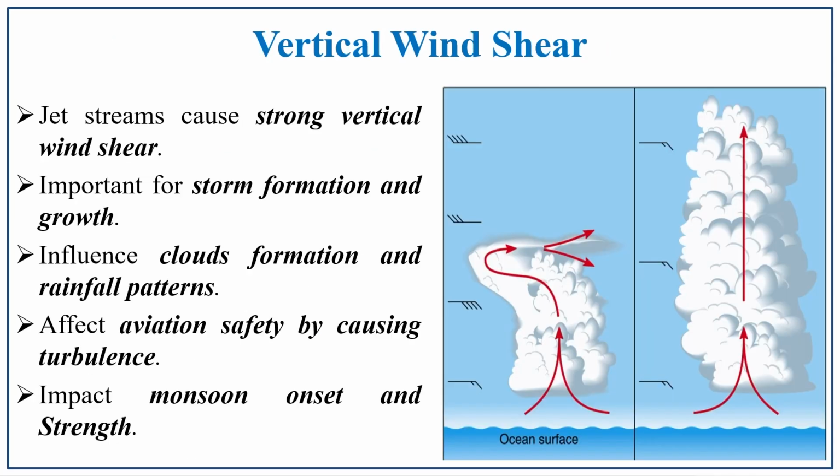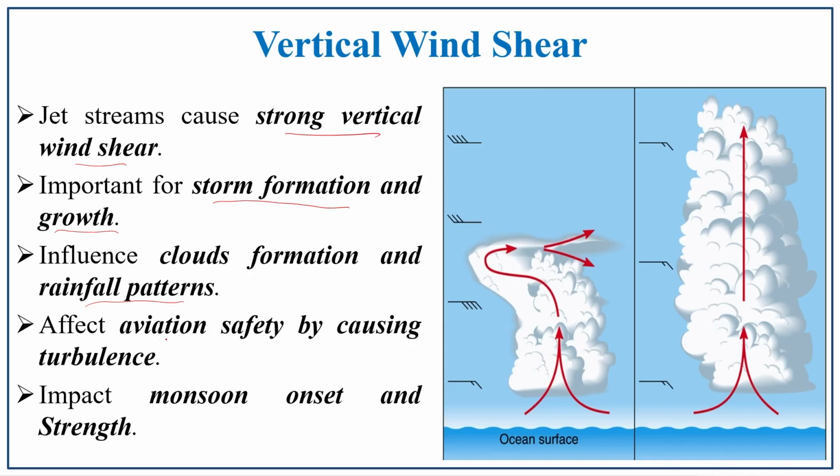Vertical wind shears: the jet stream causes strong vertical wind shears, which is most important in the formation and growth of storms. If there is vertical growth, it leads to clouds which give precipitation. So cumulonimbus clouds, those vertical clouds, are formed because of these vertical wind shears. The rainfall pattern is also influenced by vertical wind shears. It leads to cloud formation.